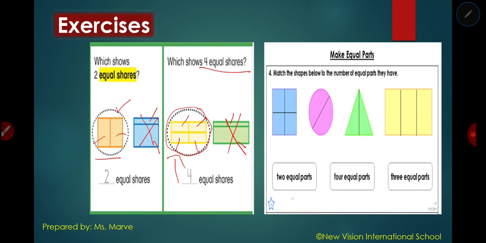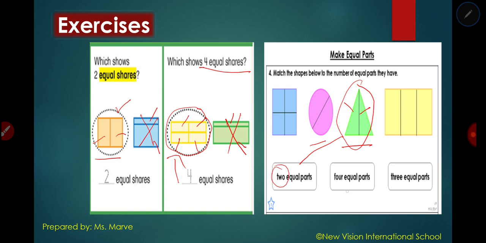Okay, now the first example is that we need to find the 2 equal parts. Which of these examples is the 2 equal parts? We need to count if it's 2. Okay, 1, 2. Very good. So this one is the answer to this question.